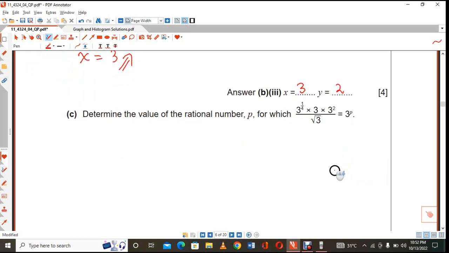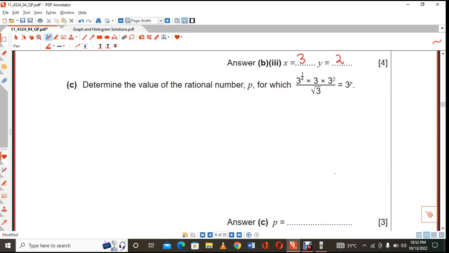Good. Part C. Determine the value of the rational number p for which that is equal to 3 raised to the power of p. Of course, you should use the laws of indices and make sure that you understand. So let me work with the numerator.